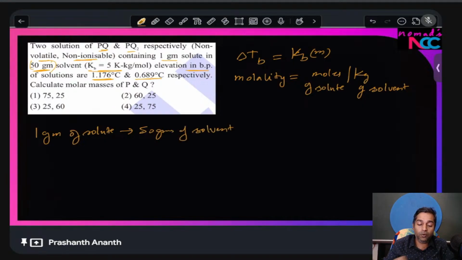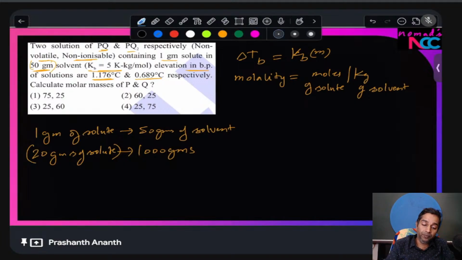Clearly they have given the solvent, so we don't need to think too hard, directly extrapolate. I need to extrapolate this to 1000 grams, 1 kilogram, correct? So for 1000 grams I'll have some x grams of solute. Automatically 50 into 20 works out as 1000: 50 into 2 is 100, into another 10 works out as 20. So we have 20 grams of solute in both cases.